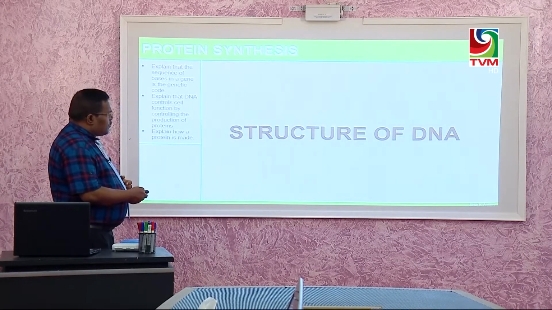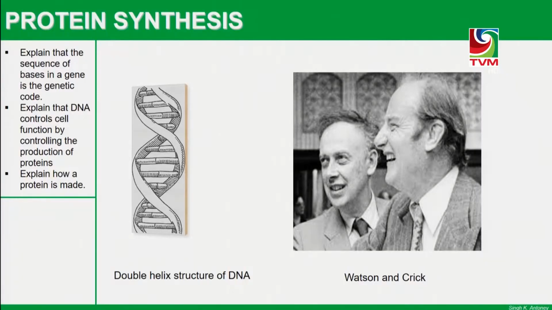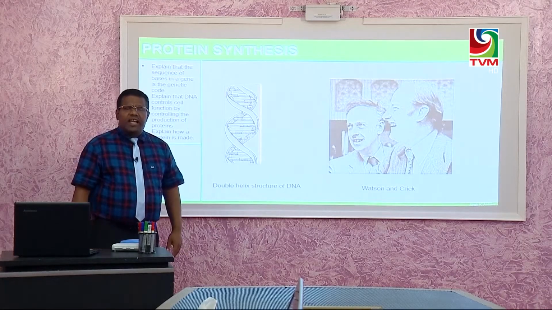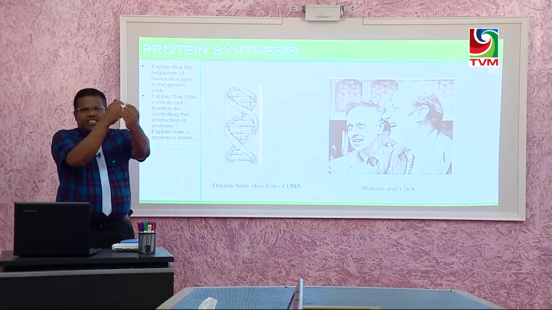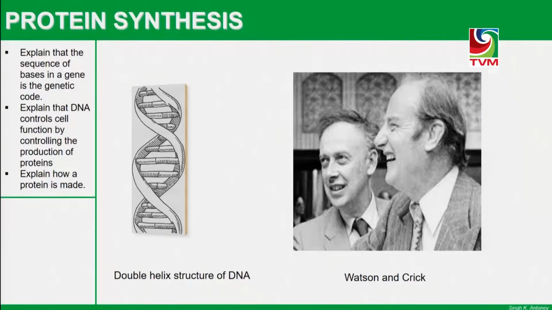The structure of DNA was proposed by these two scientists, Watson and Crick, and their model is known as the double helix model of DNA. So this is the double helix, and according to them, DNA has two strands which are spirally twisted together. That is why it is shown like this, two strands. But there is an exception.